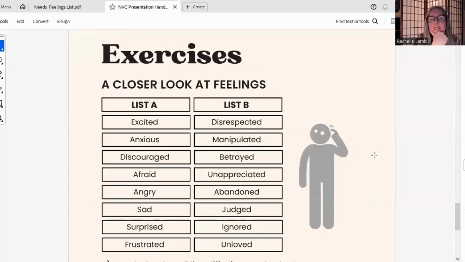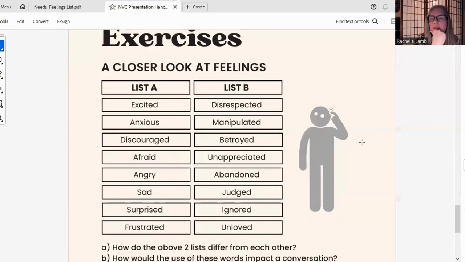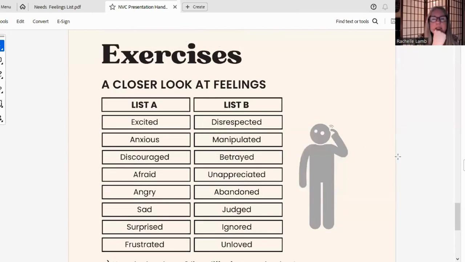Okay, someone has written that one of the lists is descriptive, the other is judgmental. Yeah? So everybody can see the list right now. As long as everybody can see it, I thank you for the responses that you're putting in the chat. Okay, so list A is descriptive, the other is judgmental. And then list A is more self-reflective, list B is more relational.